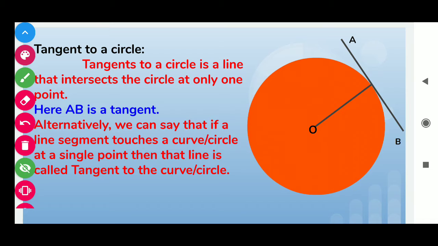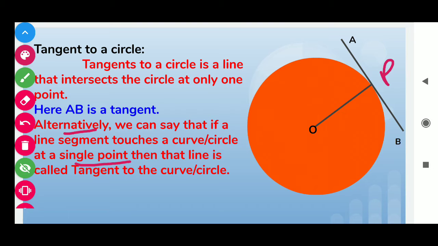A tangent to a circle is a line that intersects the circle at only one point. We can also say that it touches the circle at exactly one point. And here is a given circle, and AB is a straight line that touches the circle at a point. We can say that this point is P. So here AB is the tangent and OP is called the radius of the circle. Alternatively, we can say that if a line segment touches a curve or circle at a single point, then that line is called the tangent to the curve or circle.